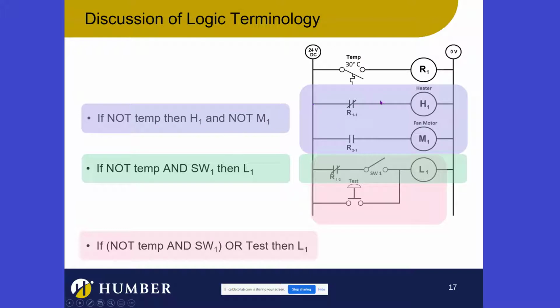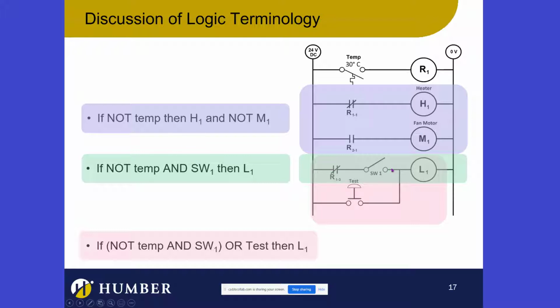So this area here, we can say if not temp, then heater and not motor. Take a look at it. If not temp, so therefore this is open. If not temp, then heater and not fan or not motor. That makes sense. And I could also reverse that to say if temp, then not heater and motor. Either or is perfectly acceptable. If temp, then not heater and motor.